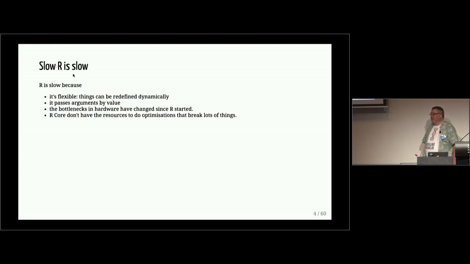And also, as you may have noticed, there are quite a lot of people who use R. And that means you can't break it. R Core, if you had huge resources, you could break it and fix it and catch up in time. But basically, the R community doesn't have the resources to break lots of things. We can't break things very often, and we can't break very many things. And so again it's hard to do really major optimizations. So as a result, R is very slow.